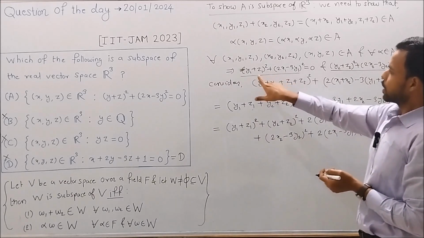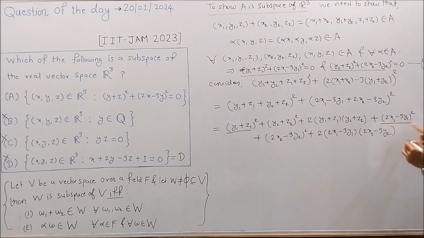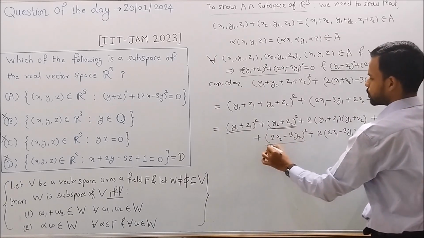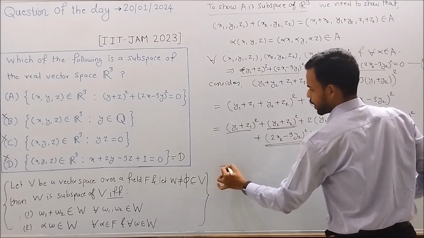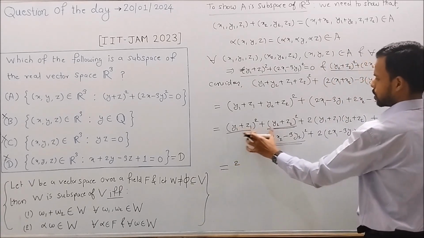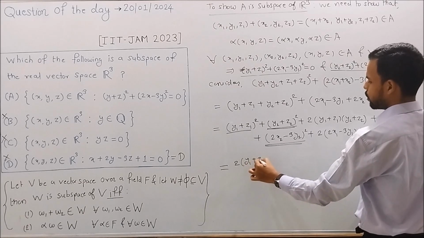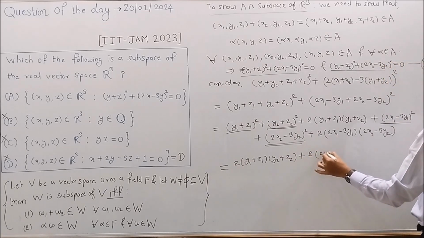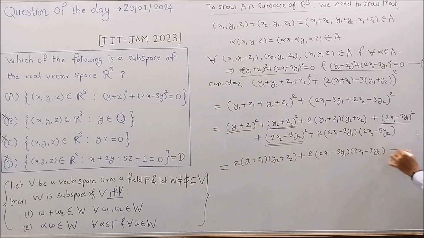So we see that (y1 plus z1) whole square, that is this term, plus (2x1 minus 3y1) whole square, this term, the sum of these two terms is 0. Similarly, (y2 plus z2) whole square plus (2x2 minus 3y2) whole square, the sum of these two terms is 0. So what will remain? These squared terms will become 0. What will remain is 2 times (y1 plus z1) into (y2 plus z2), plus 2 times (2x1 minus 3y1) into (2x2 minus 3y2). Call this equation hash.